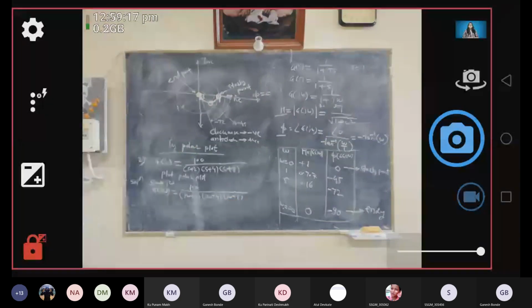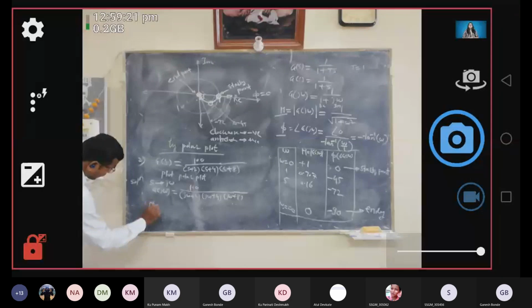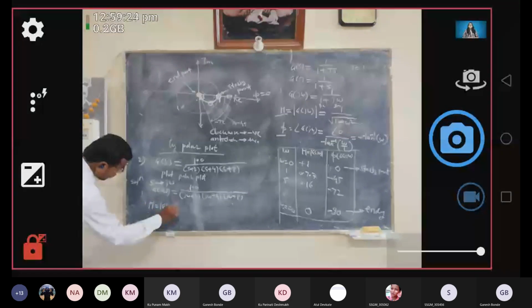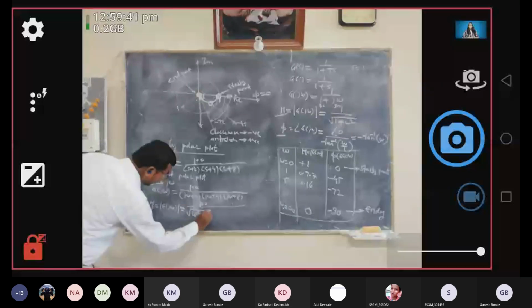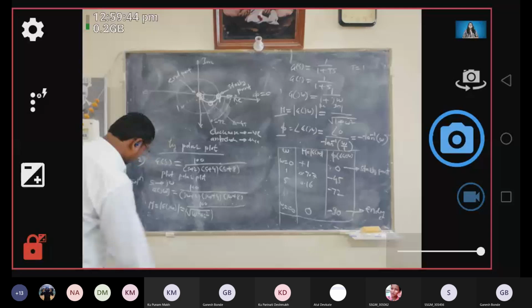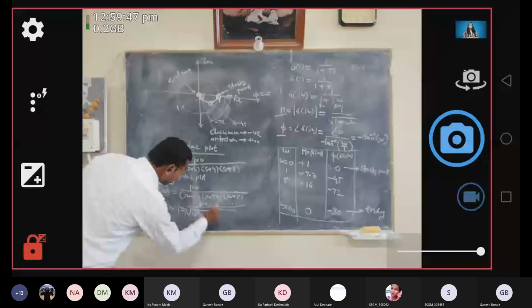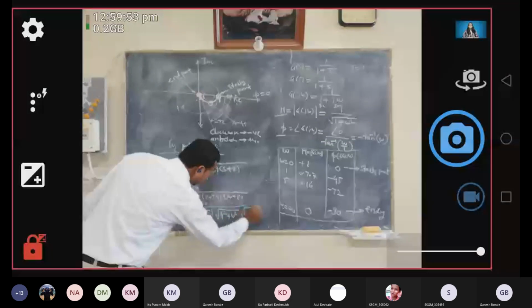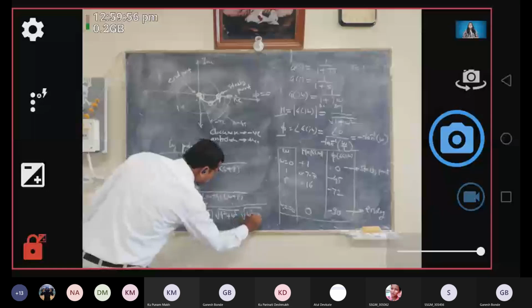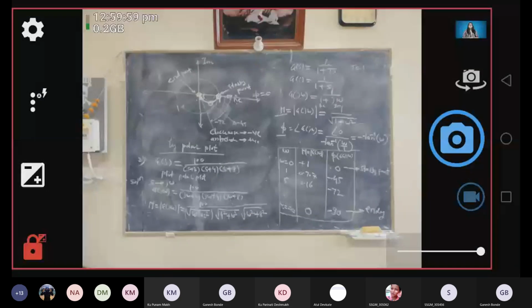Then find M, magnitude of G of j omega. It will be given by 100 upon, तो ये आएगा आपका अंडर रूट ऑफ 2 स्क्वायर प्लस ओमेगा स्क्वायर मल्टीप्लाई बाय अंडर रूट ऑफ 4 स्क्वायर प्लस ओमेगा स्क्वायर मल्टीप्लाई बाय अंडर रूट ऑफ ओमेगा स्क्वायर प्लस 8 स्क्वायर. So this is our magnitude M.